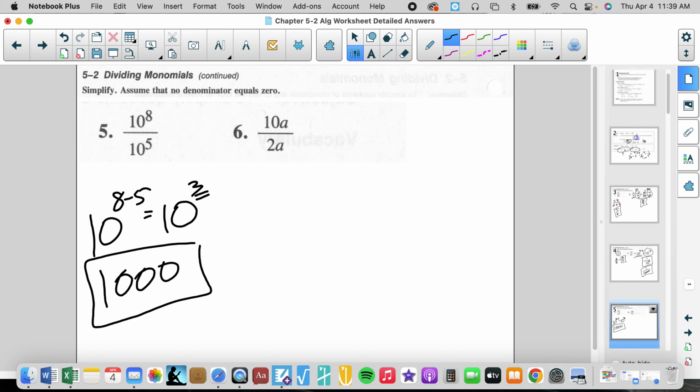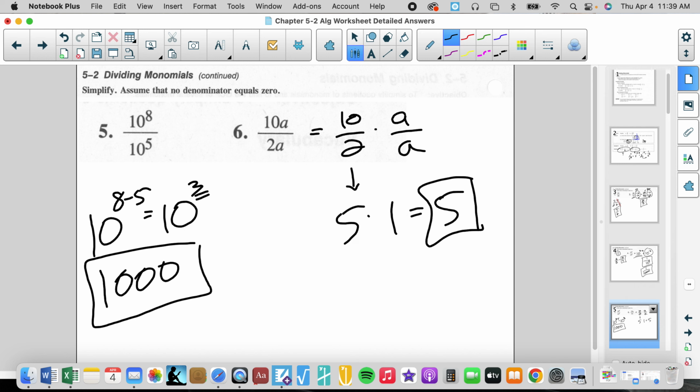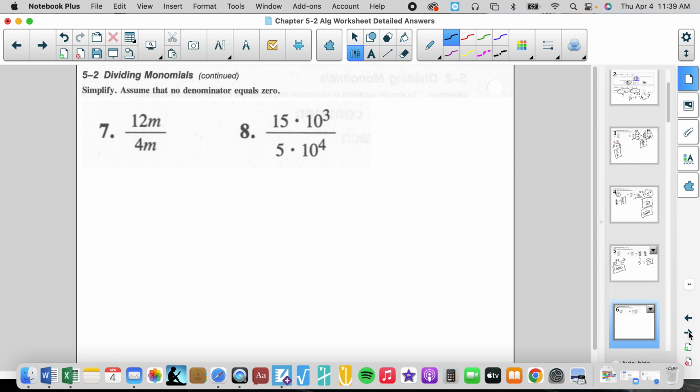Here, we would deal with the coefficients differently than we're going to deal with the variables. 10 over 2 reduces to 5. A over A equals 1. So we get 5. The A's would cancel. Again, variables will cancel. 12 over 4 is equal to 3. I'm going to cross cancel. These are not like bases. I'm dealing with these as constants. That gives me a 3.